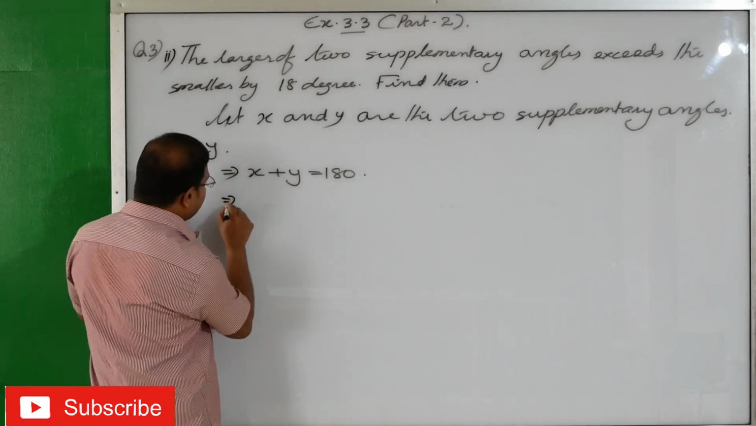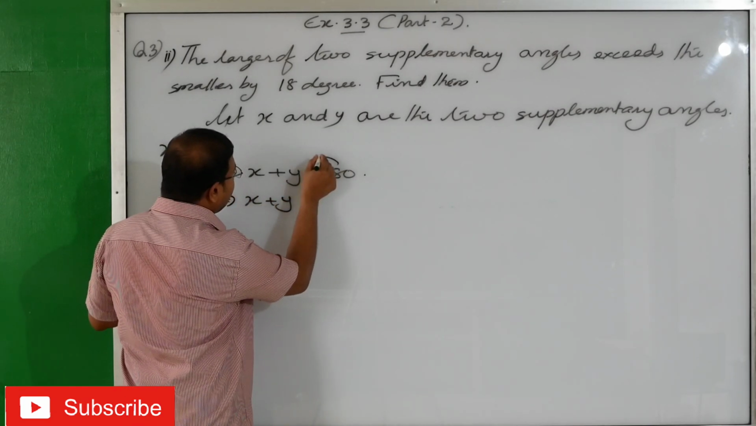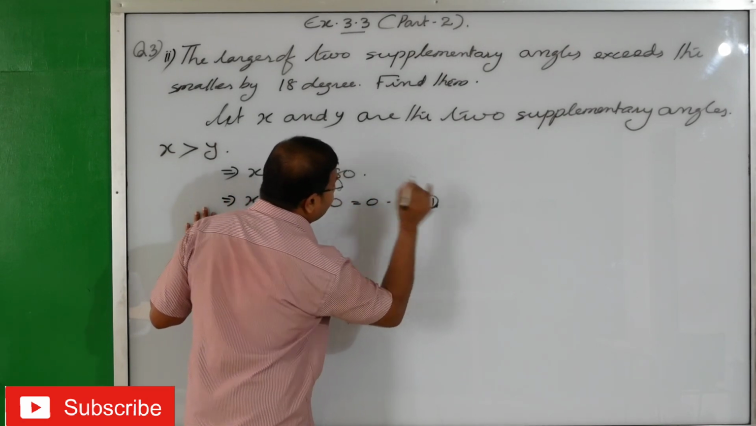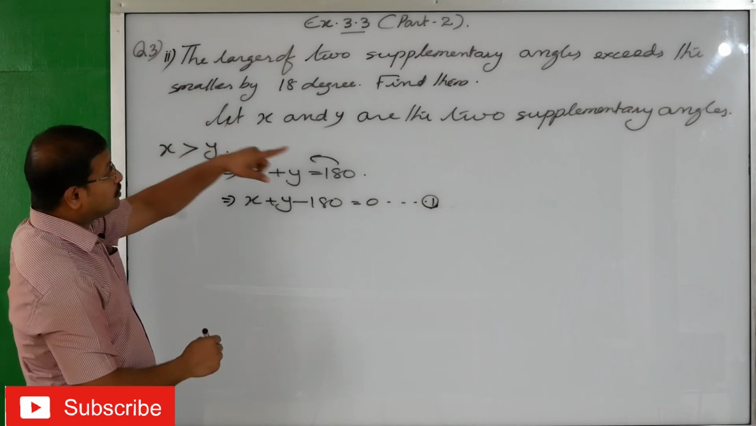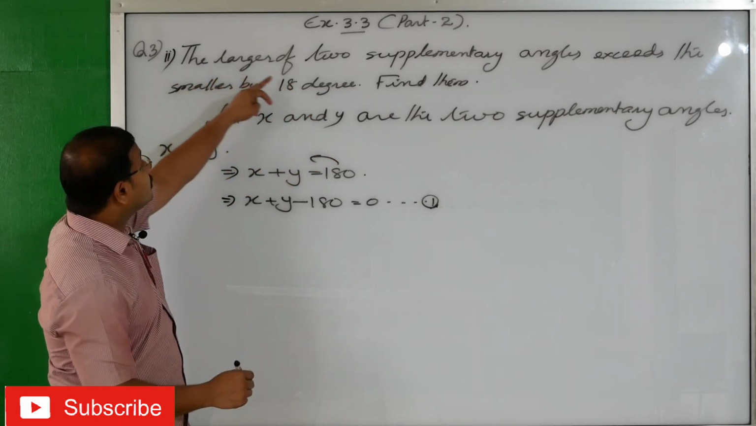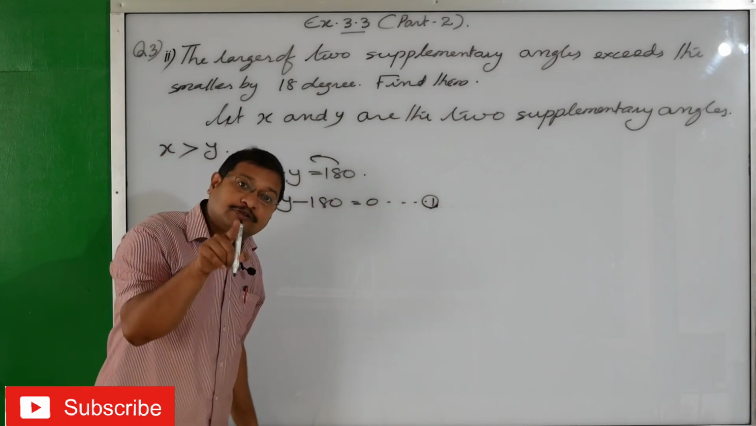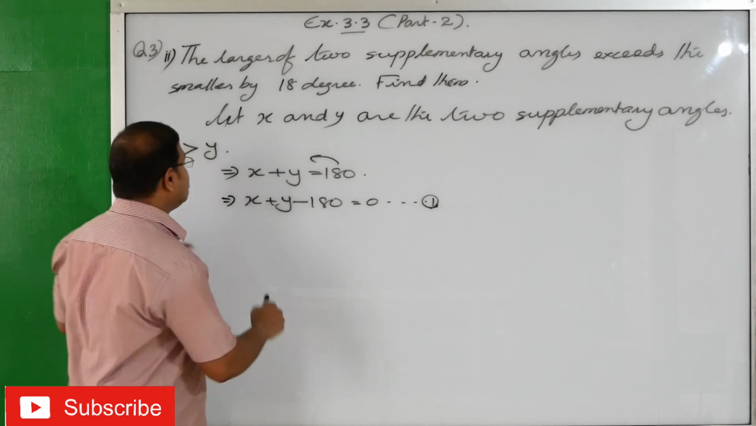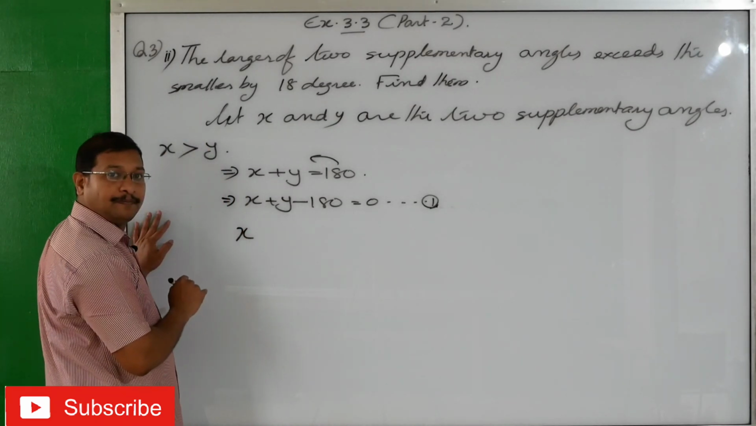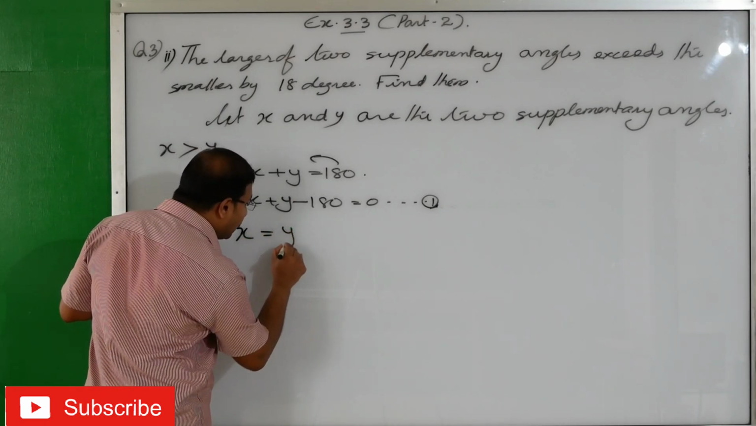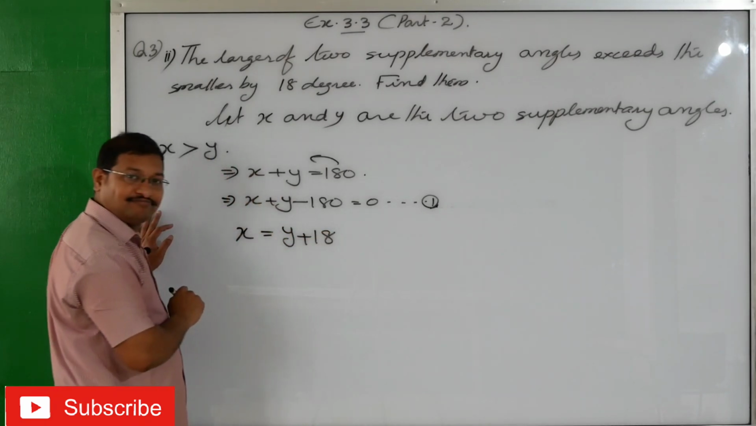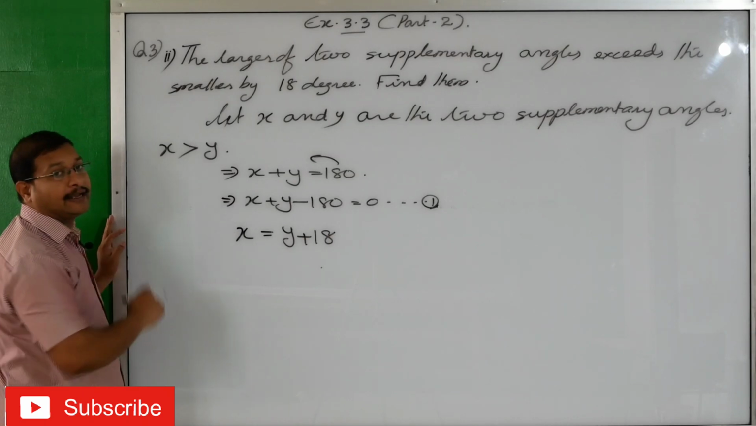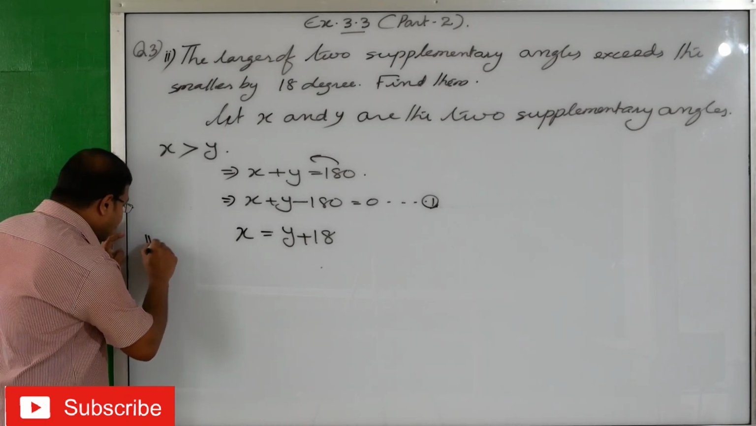Ready? So this implies x plus y, 180 goes to the next side, minus 180 equals 0. This is equation number 1. Ready? After that, you see the next condition. The larger of the two supplementary angles exceeds the smaller by 18 degrees. Exceeds the smaller by 18 degrees means the larger angle equals smaller angle plus 18. Means if you add 18 to the smaller angle, you are going to get the larger angle. Ready? This is the second case.